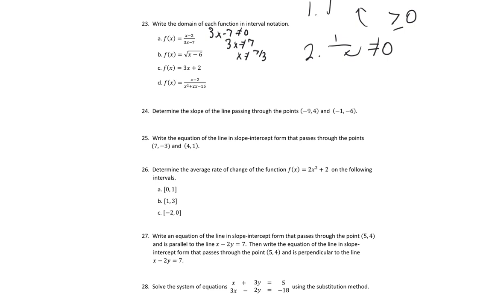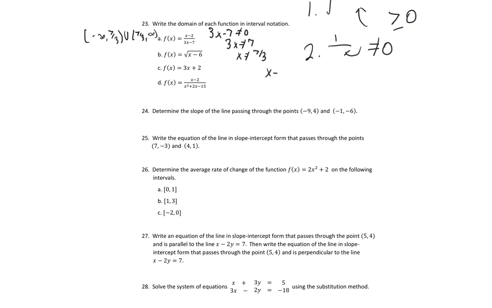So our domain for A is going to be minus infinity to 7 over 3, union 7 over 3 to infinity, where we're going all the way up to 7 over 3, we're going to skip that, and then we're going to go from 7 over 3 on. Everything except for that.